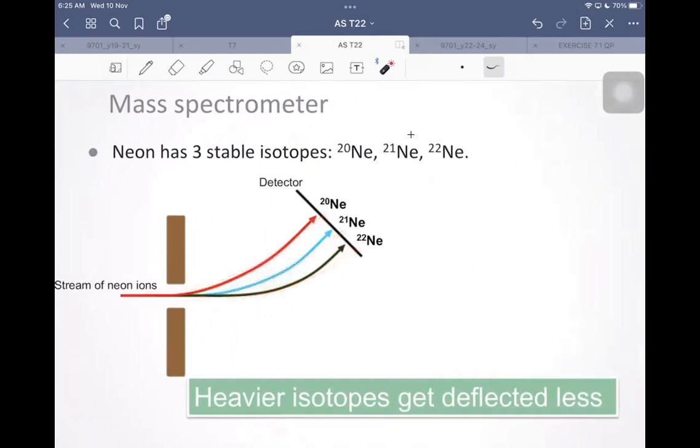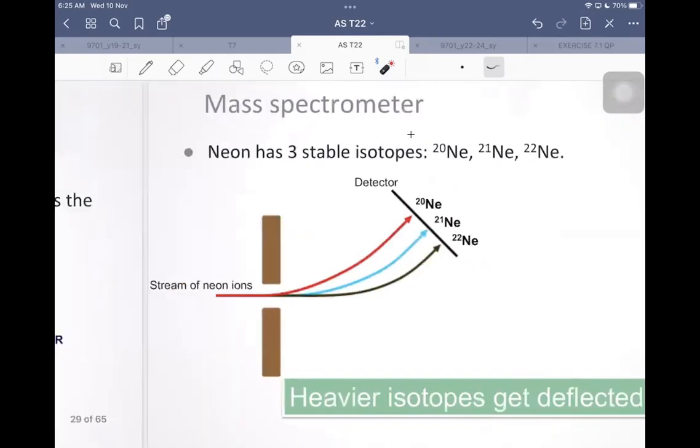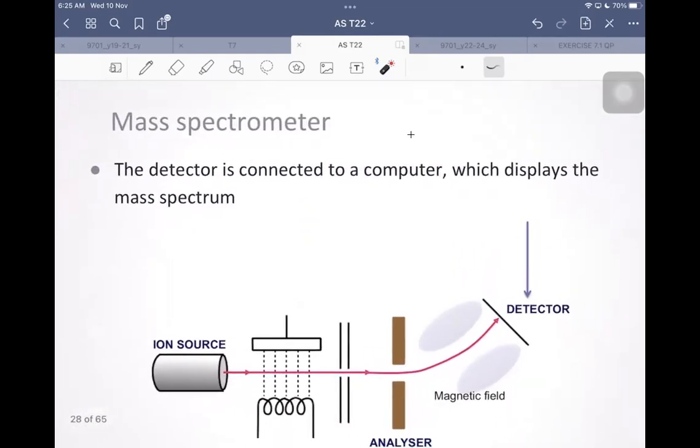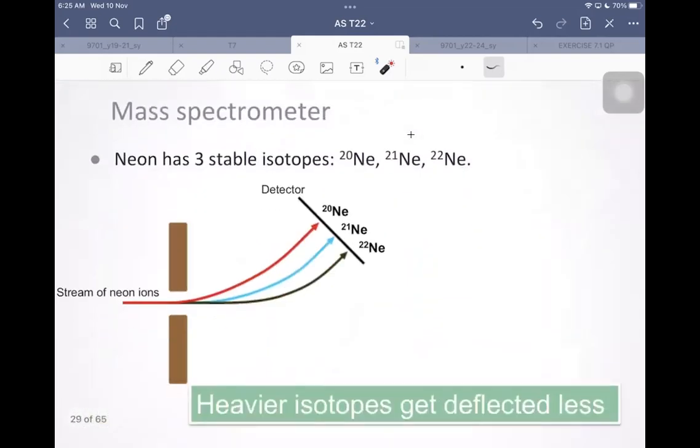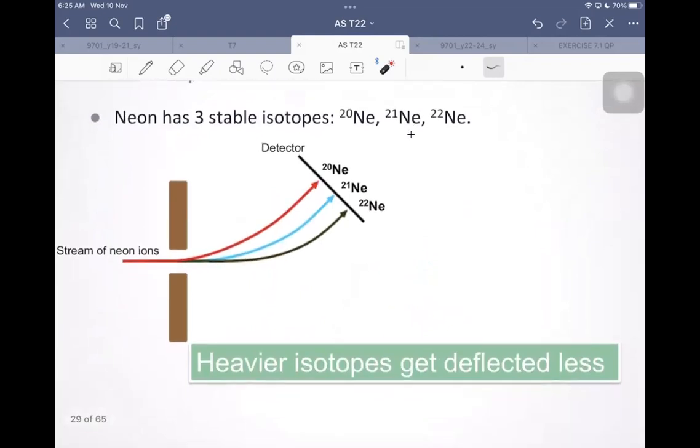And then what happens at the detector is that the detector counts how many neon 20 are hitting the detector, how many neon 21 and neon 22 are hitting the detector, and they come out as relative abundance. Okay. So the detector is connected to a computer which displays the mass spectrum. So that's when the mass spectrum is being produced.